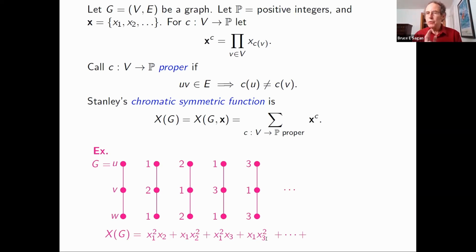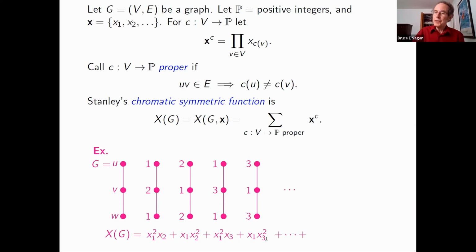But that's, of course, not the only way we could color this path. We could color it with 3 different colors. Suppose we use the colors 1, 2, and 3. Well, since we have 3 distinct colors and 3 vertices, any way I put those colors on the vertices is going to be a proper coloring.